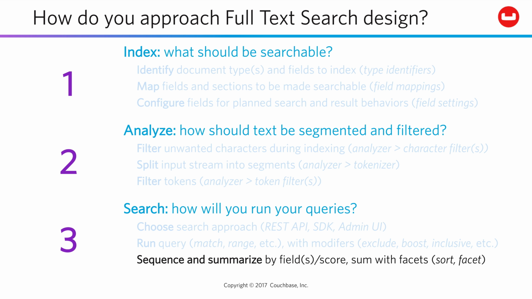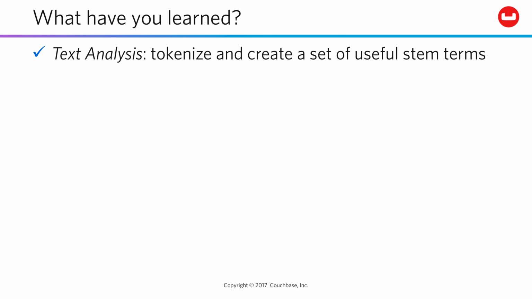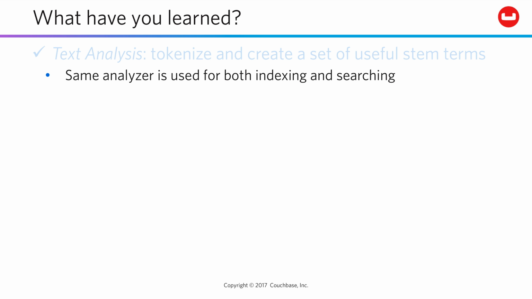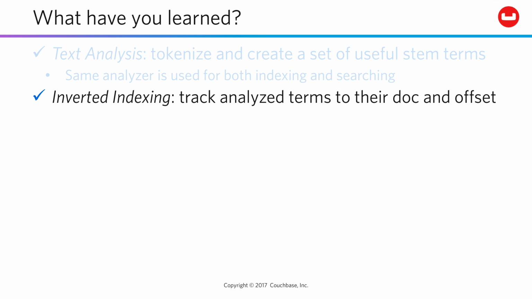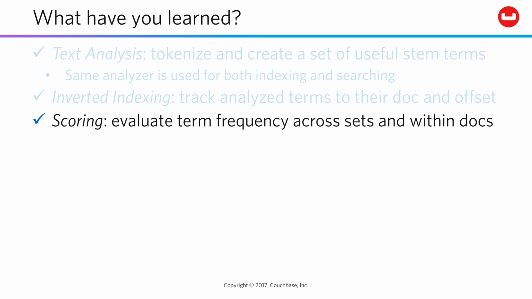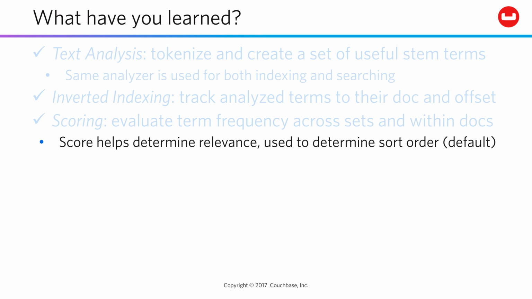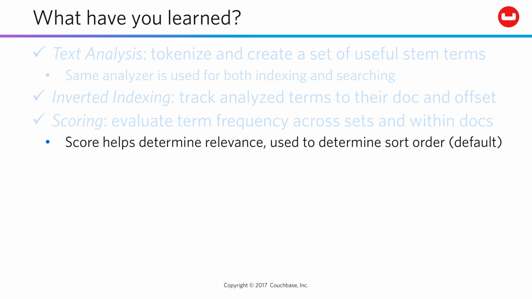So what have you learned here? Now, text analysis means generally to tokenize text and create a useful set of terms. The same analyzer generally would be used for both indexing your text as well as processing incoming search strings, so things line up with each other. Inverted indexes track each specific document and document offset where each analyzed term resides. The frequency of terms in the index, coupled with the frequency of a term within a given document, are used to generate a relevancy score for sorting purposes.